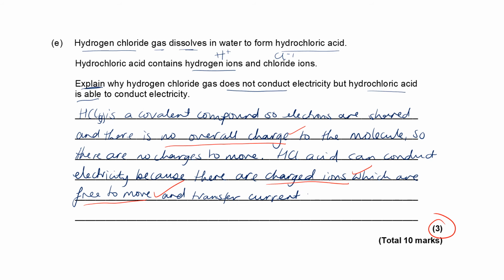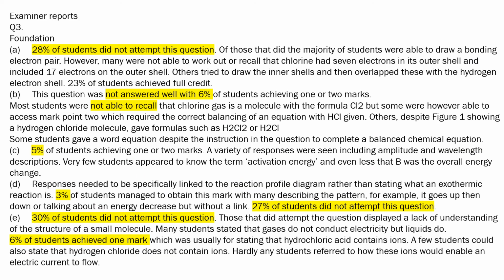Now, looking at the examiner's report, this question was given to both foundation and higher, so I'll go through the foundation examiner's report, then the higher. In foundation, part A, 28% of students did not attempt the question. Of those that did, the majority of students were able to draw a bonding electron pair. However, many were not able to work out or recall that chlorine had 7 electrons in its outer shell and included 17 electrons on the outer shell. Others tried to draw the inner shells and then overlapped these with the hydrogen electron shell. So that would have got no marks.